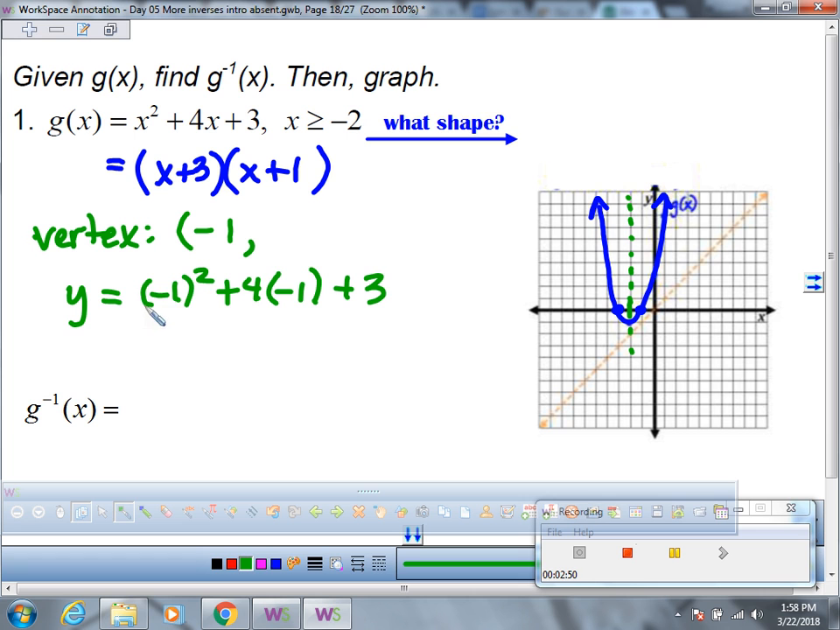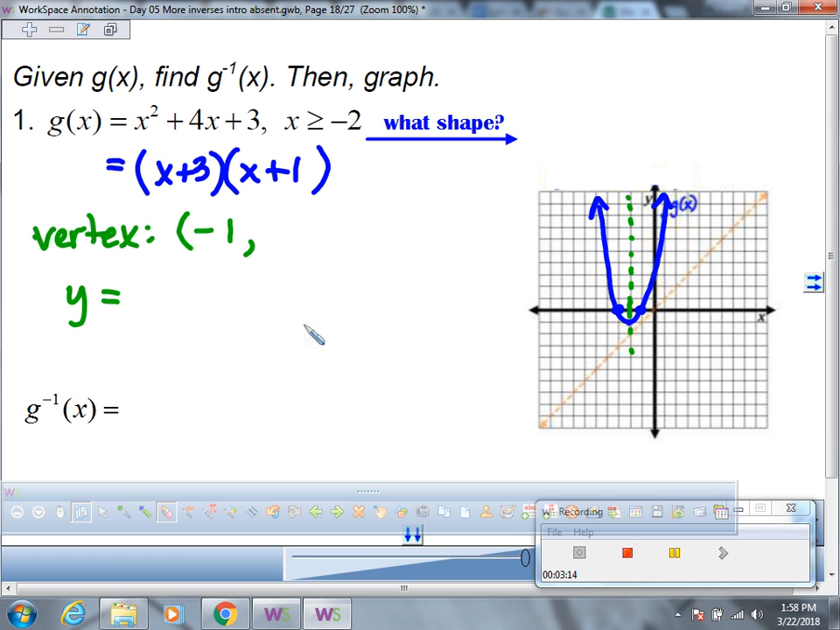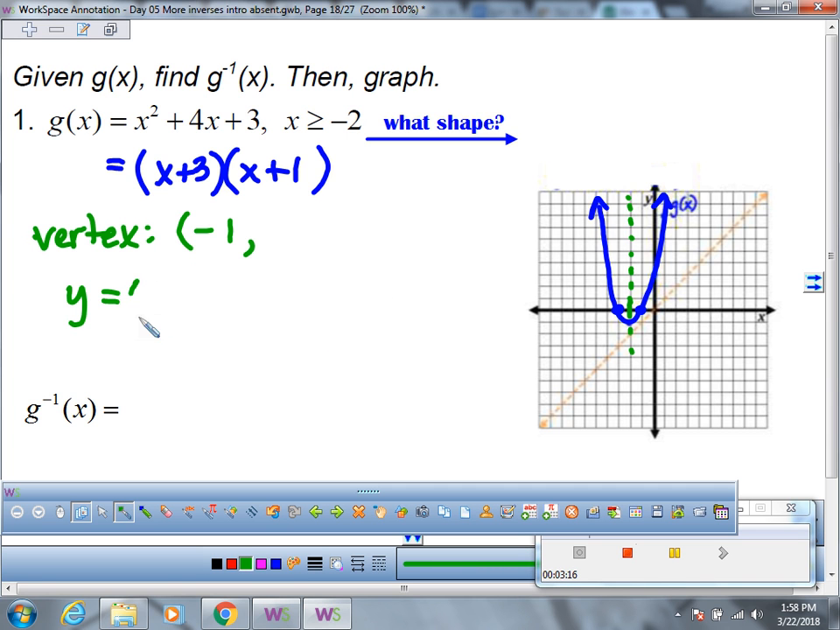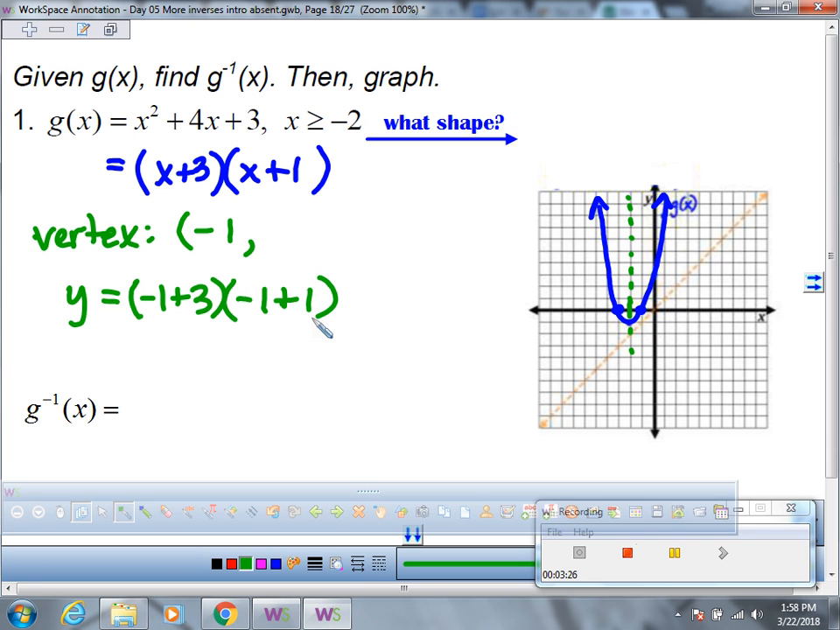I did something wrong. You guys help me out. Let's put it in here. It's easier. Where did I go wrong? -1 plus 3. Let's do it this way. -1 plus 1. It's still giving me 0. What did I do wrong? The vertex is -2. Thank you, Taylor.